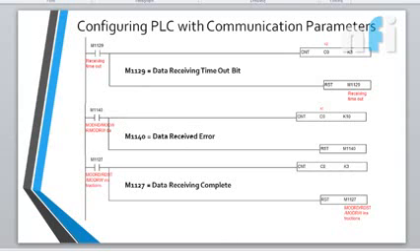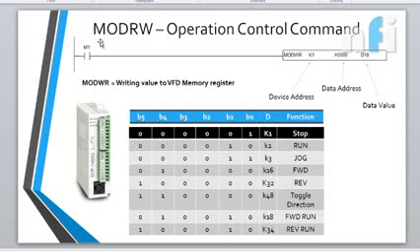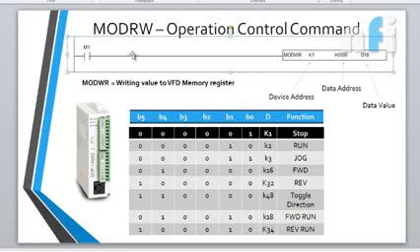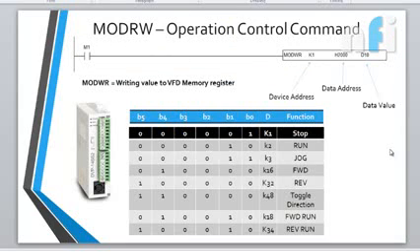Then comes your Modbus write. This is the program which will write the values for different operations of a drive. For example, run, jog, forward, reverse, changing the directions.